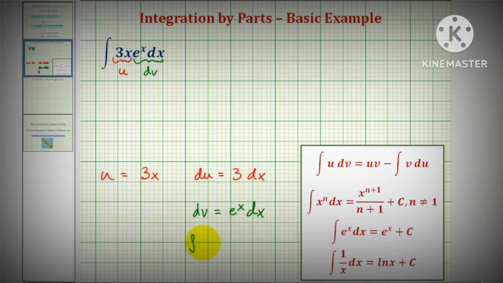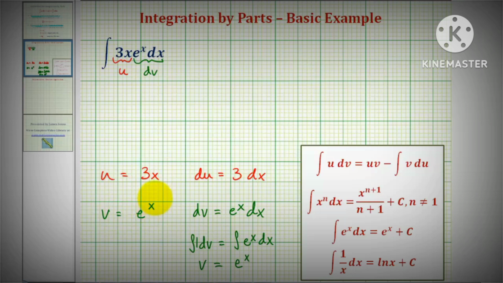The integral of dv, or 1 dv, equals the integral of e to the x dx. We can think of this as 1 dv. The integral of 1 with respect to v would just be v. The integral of e to the x with respect to x is just e to the x. And we'll leave the plus c for later. So now we know that v equals e to the x. This is the information we need to apply the integration by parts formula.